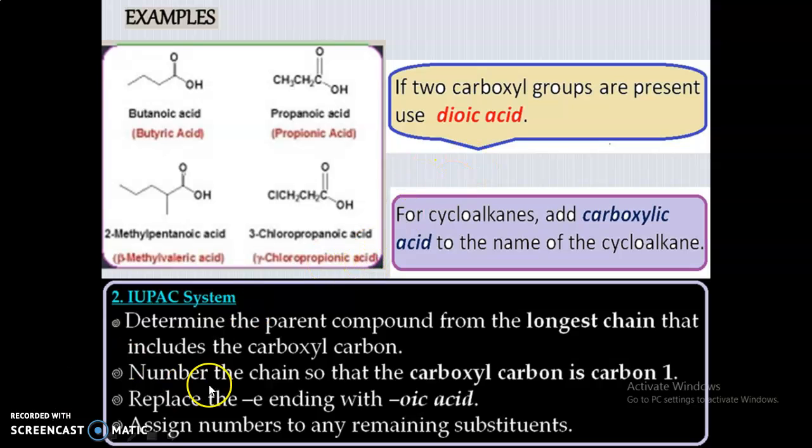The IUPAC system nomenclature rules are these. Determine the parent compound from the longest chain that includes the carboxyl carbon, meaning it includes the carboxyl functional group. Number the chain so that the carboxyl carbon is carbon one. Replace the E of the alkane with OIC acid. Assign numbers to any remaining substituents. If two carboxyl functional groups are present, use dioic acid in the name. For cycloalkanes, add carboxylic acid to the name of the cycloalkane.